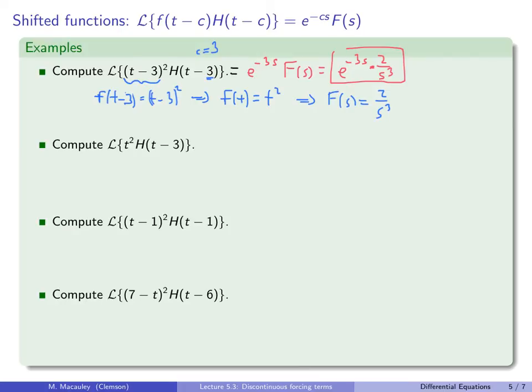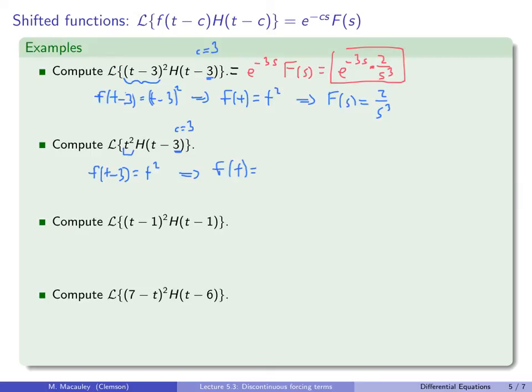In our next example, you look at the 3 again, and you say, well, c has to be 3. And then you look at this, and you say, well, f of t minus 3 equals t squared. So that means f of t equals, well, how do we do this? It's not quite so clear what f of t is if f of t minus 3 is t squared. Now you might be able to see it in this case, maybe, maybe not, but let me show you a surefire way that's going to work.